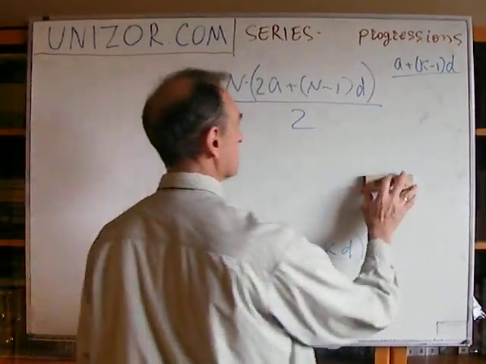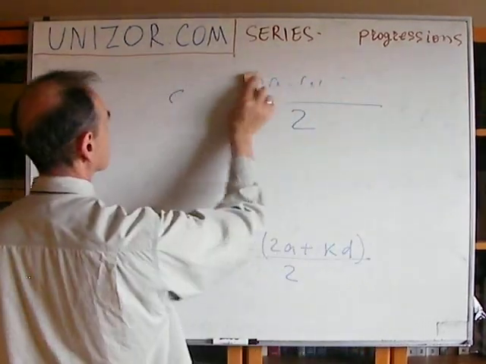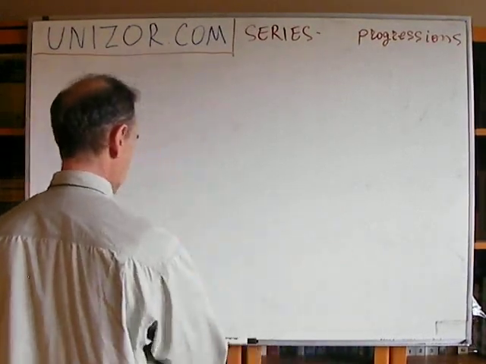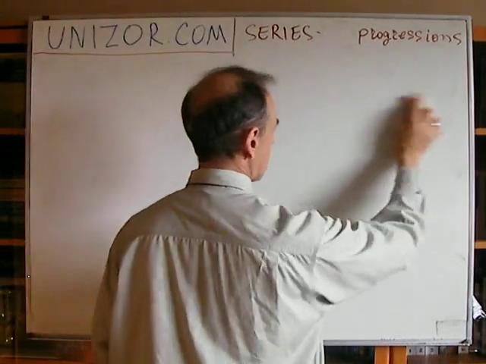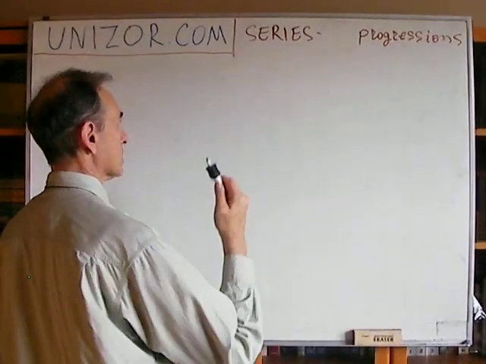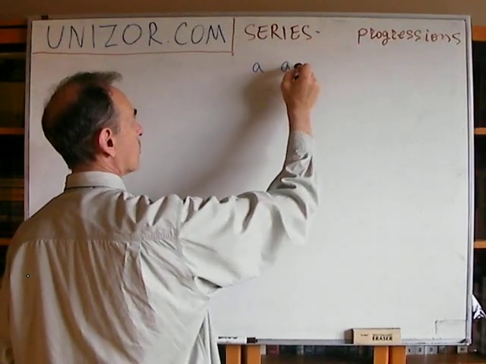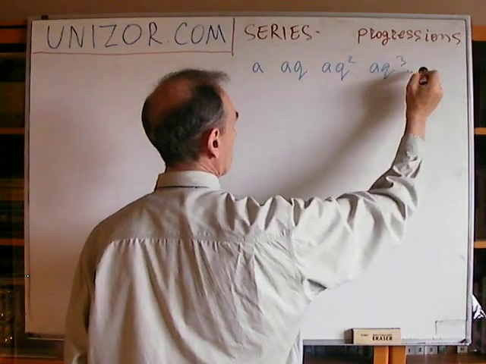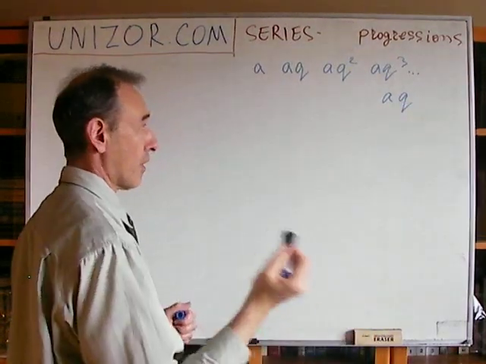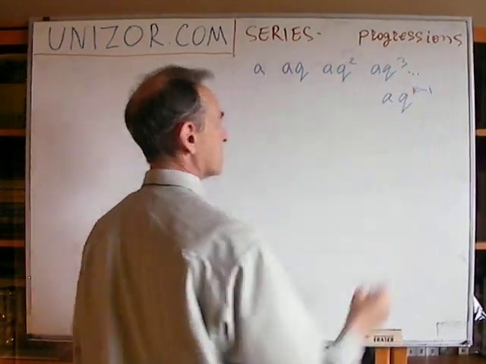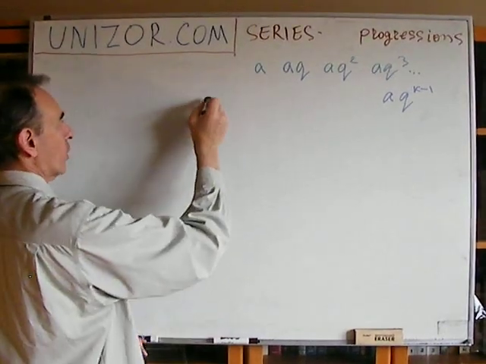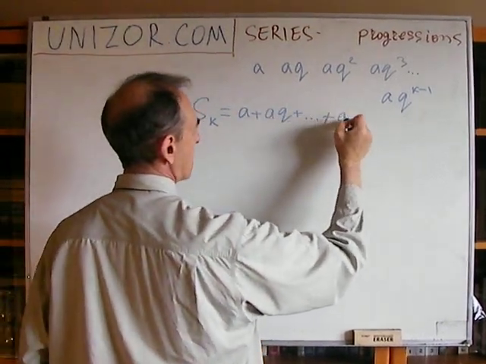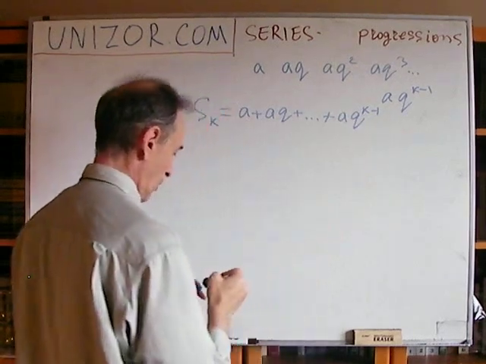Now let me address the geometric progression. The sum of the first n members of a geometric progression. Now, what is a geometric progression? If you remember, it's characterized by the first member and the quotient, which is multiplied on every step. And the element number k would be this. So my question is, what is Sk equal to: a plus aq plus and so on, plus aq to the power k minus 1? What is this sum?